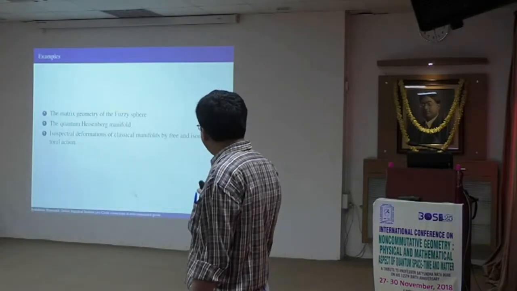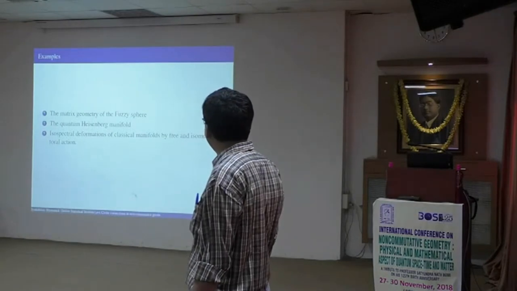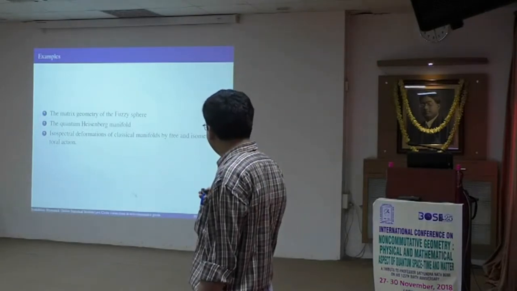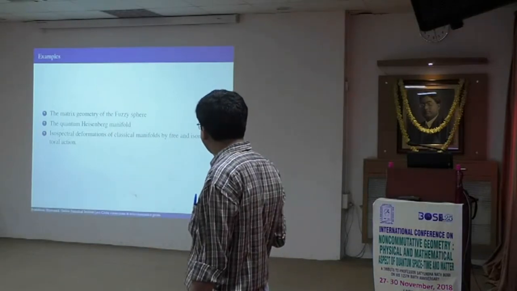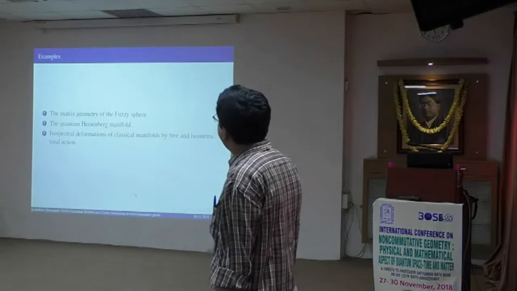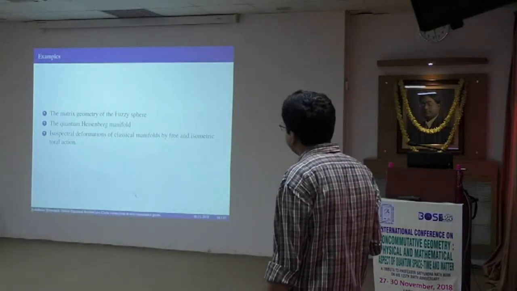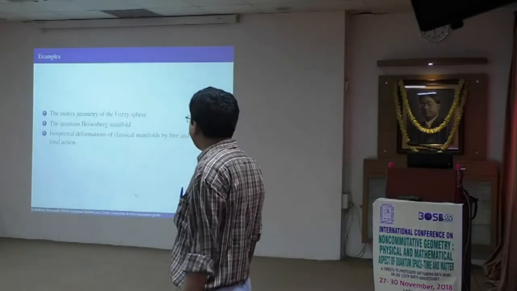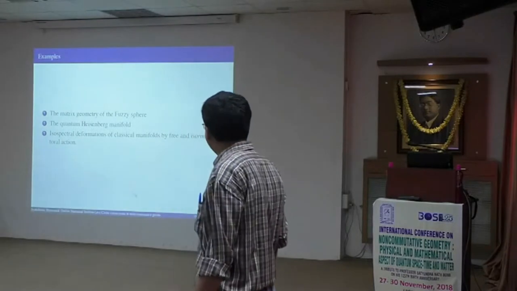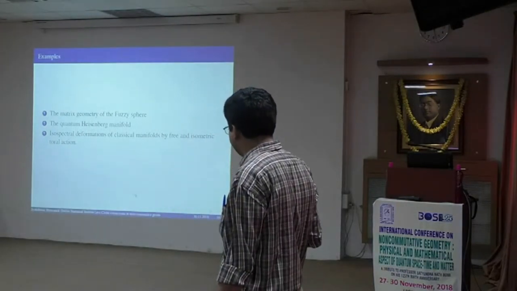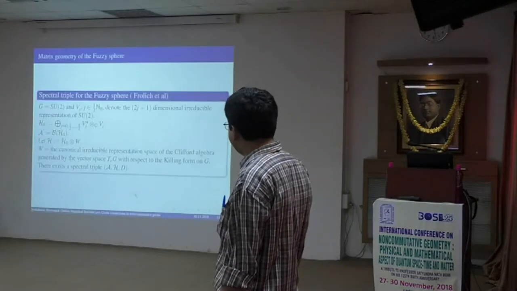Okay, so let's first state that we have at least three examples. The matrix geometry of the fuzzy sphere, then the quantum Heisenberg manifold, and the third are these isospectral deformations by free and isometric torus actions. So let's start with the fuzzy sphere.